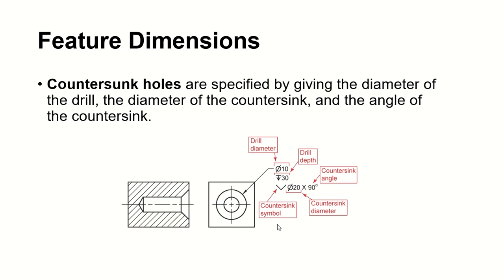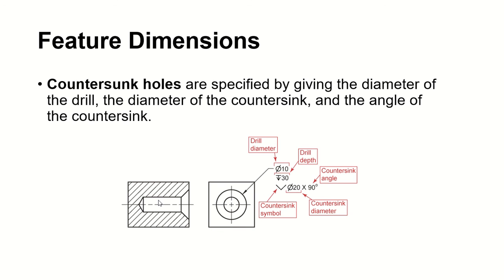Okay, countersink, how are we going to dimension that? Look at this. A countersink is a little bit different in feature than your counterbore. That's what we call a countersink. It's a very different feature. We do the same thing: your drill diameter is 10, your depth going in is 30, from here to here is your 30. And then here, look at that, this is your countersink symbol, diameter 20, and we have an angle. The countersink angle is 90.